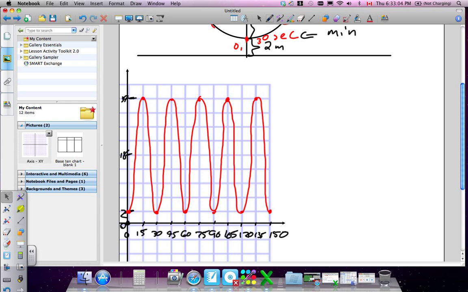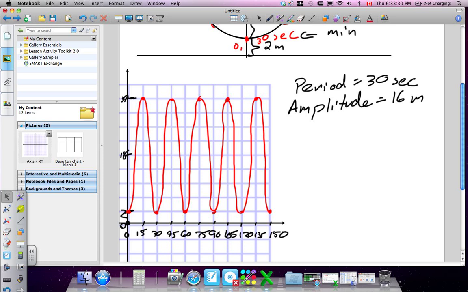Okay, so we've graphed the rider. Begins at lowest point. Determine the period and amplitude. So what's the period of this? 30 seconds? Yeah, that's it. Period is 30 seconds. It takes 30 seconds to make a rotation. Amplitude. What's the amplitude? 16. That's right. It's the radius of the circle. So 16 meters is the amplitude.